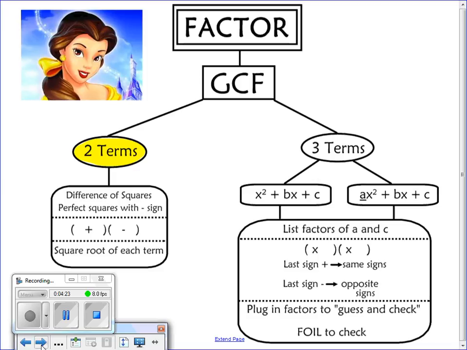All right, so you'd set up your parentheses, 1 plus 1 minus, because that last one's negative, and then you just take the square root of each one. That's what fills in. Then at this point, if there's no GCF, you can't do anything else with it. Eventually we'll look at more, but not right now.